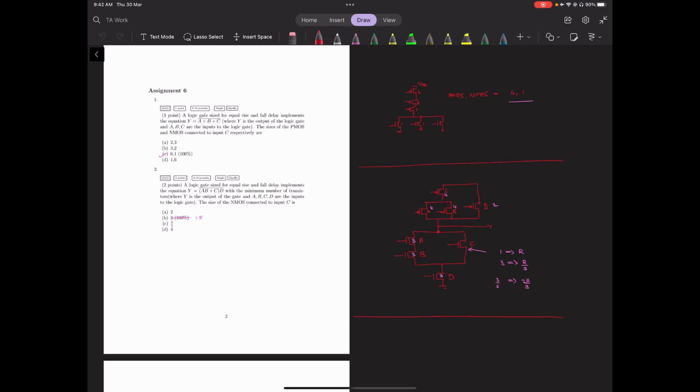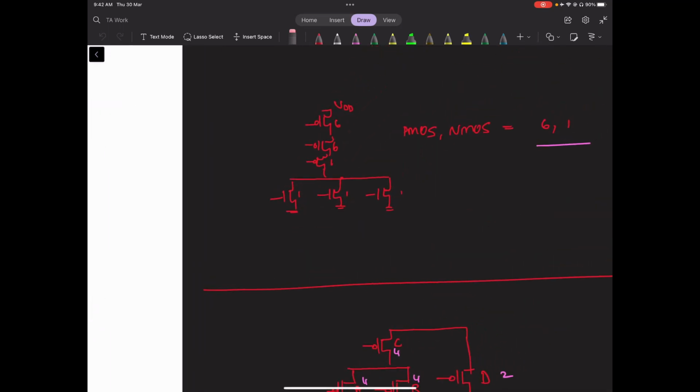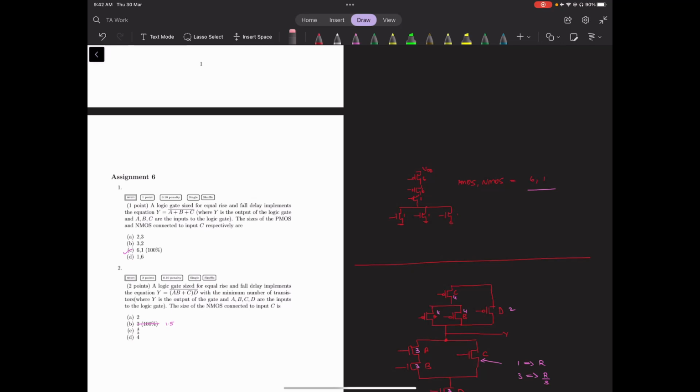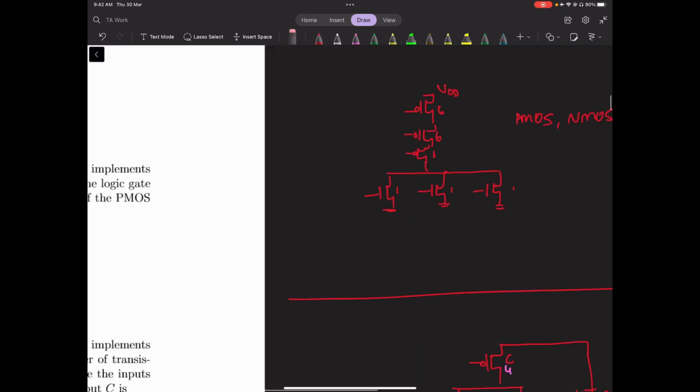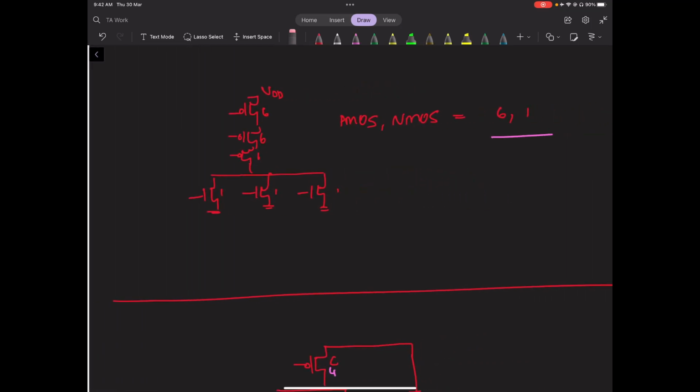In the first question we are given an equation y equals (a plus b plus c) the whole bar, and we are asked to find the sizes of the PMOS and NMOS connected to a particular input C, given that they have equal rise and fall delay. On the right I have given the gate sizes for equal rise and fall delay for a NOR 3 gate, which is what the question asks for. You can have A, B, and C in any order, it won't matter. Your PMOS and NMOS sizes are 6, 1.